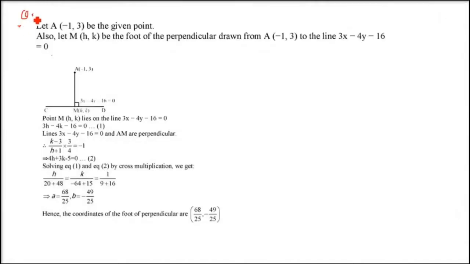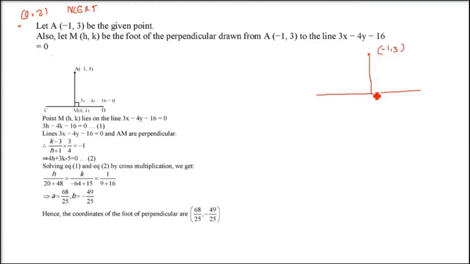This is question number 21. And this is also an NCERT question. The question is saying, find the coordinates of the foot of the perpendicular from the point (minus 1, 3) to the line 3x minus 4y minus 16 equals 0. So you have a line, and here we have (minus 1, 3).